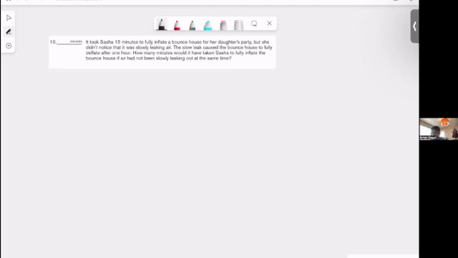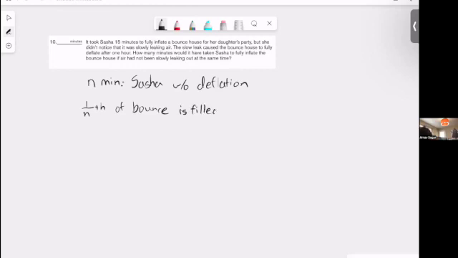Here I will show you guys the second technique. So the second technique is creating variables. So we know that one of the variables will be how many minutes it takes Sasha to fully inflate, because that's what we want to know, right? So n minutes equals Sasha without deflation. That means that 1/n of the bounce house is filled every minute.